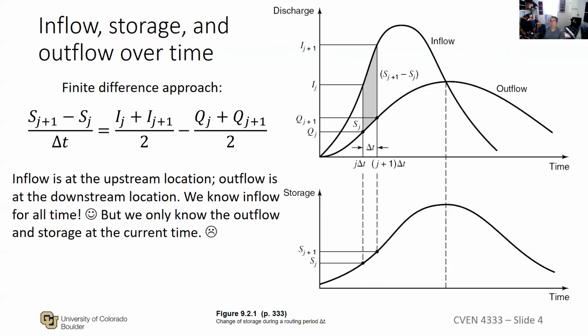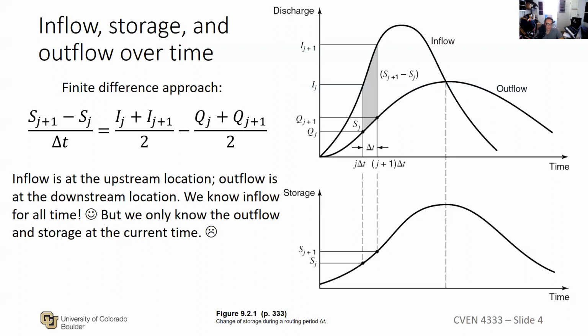Now, given the problem statement that we have for routing, here's what we know and what we don't know. You can think of the famous example that you have an inflow of a flood wave that you're trying to put through a reservoir. If you knew what that flood wave was, then you can assume that you have inflow for all time, so that's known. So you even know I at j plus 1, you know inflow at all times. Positive smiley face, good idea. But you only know outflow and storage at the current time, because what you're trying to figure out is what's going to happen in the next time step.